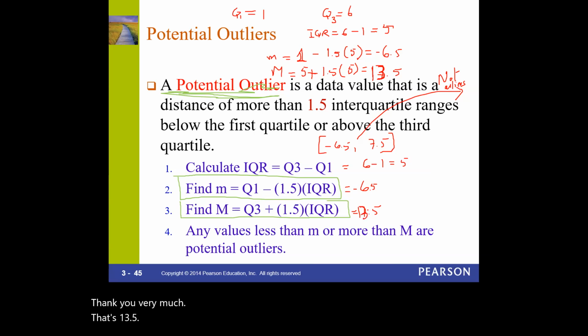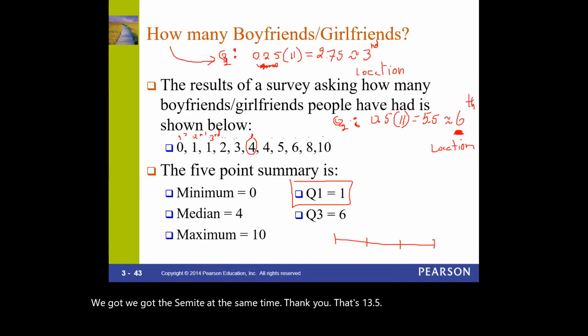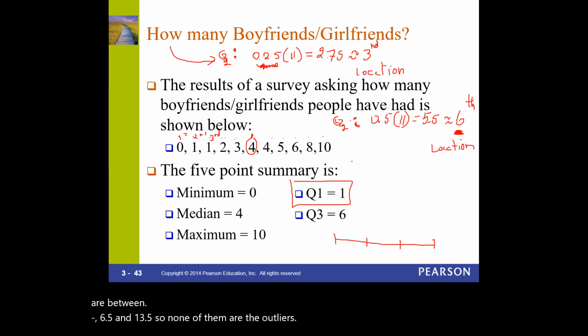Okay. Thank you very much, Marilo. We got the same idea at the same time. That's 13.5. So as you can see here, all of these numbers are not considered outliers because all of them are between negative 6.5 and 13.5. So none of them are considered outliers. Anything that is beyond that will be an outlier.